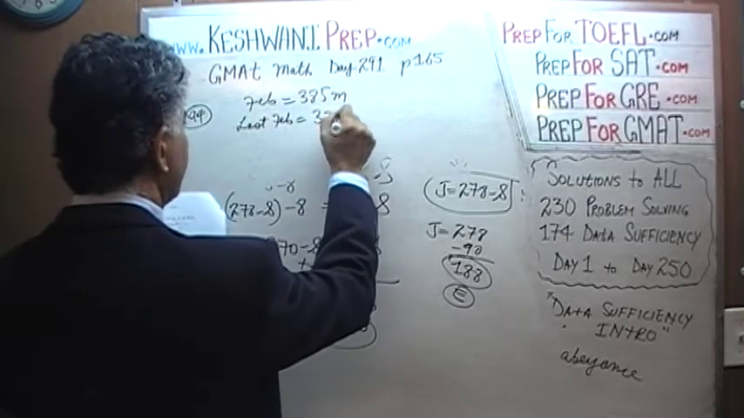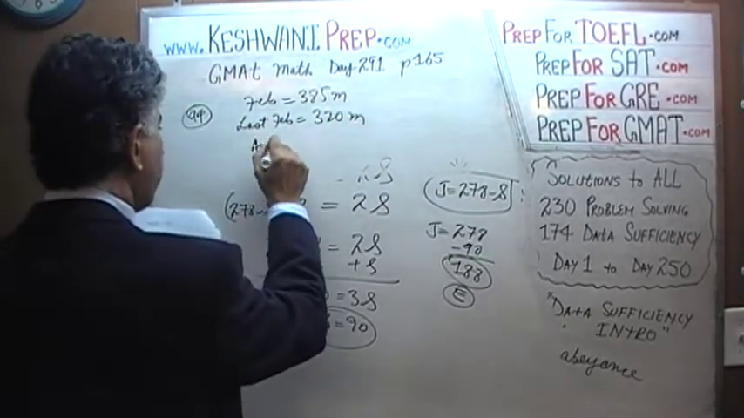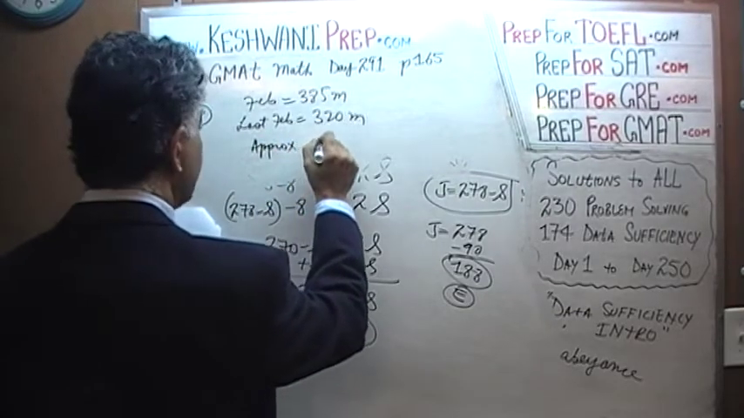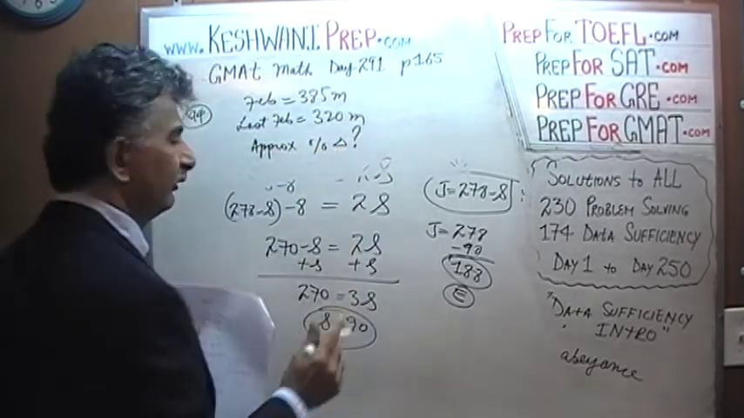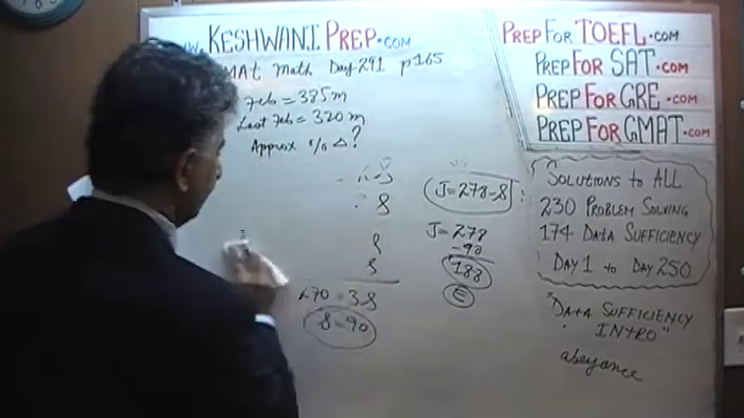Last year this time we had a sale of $320 million. The question simply is, what's the approximate percentage change? That's all it is. It's a simple percentage problem, that's all it is.